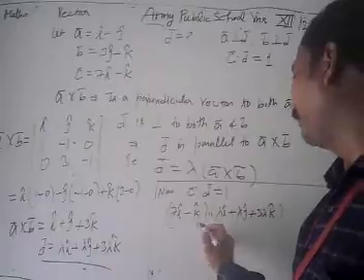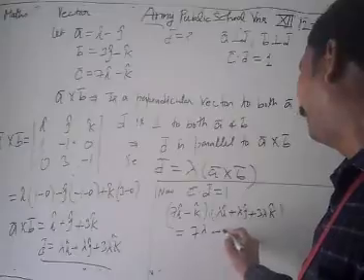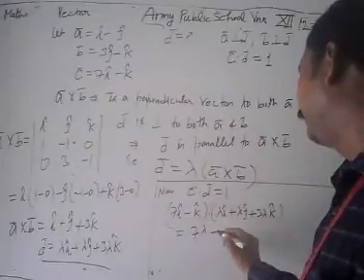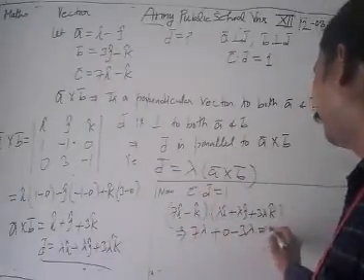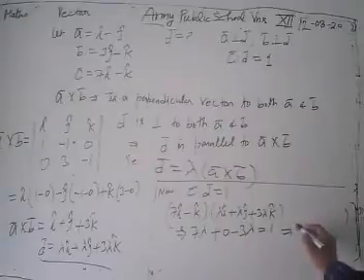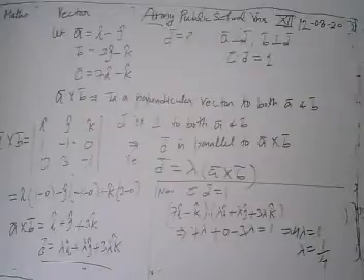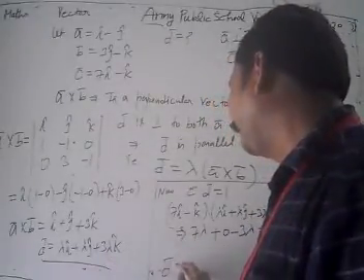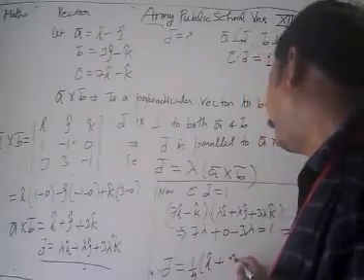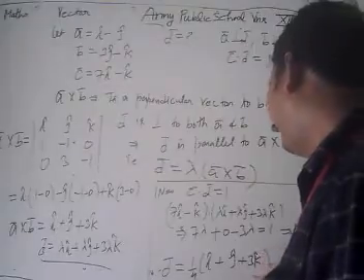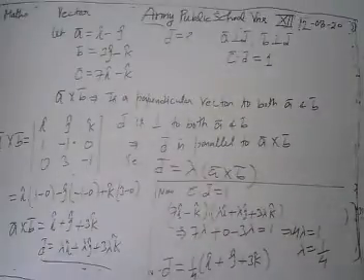Now what do we get from this dot product? We get 7 lambda, then J is not there so we have 0, and minus 3 lambda is equal to 1. That means 7 lambda minus 3 lambda, we get 4 lambda equal to 1, then lambda equals 1 by 4. Putting the value of lambda here, the vector D is given by 1 by 4 times I cap plus J cap plus 3K cap.